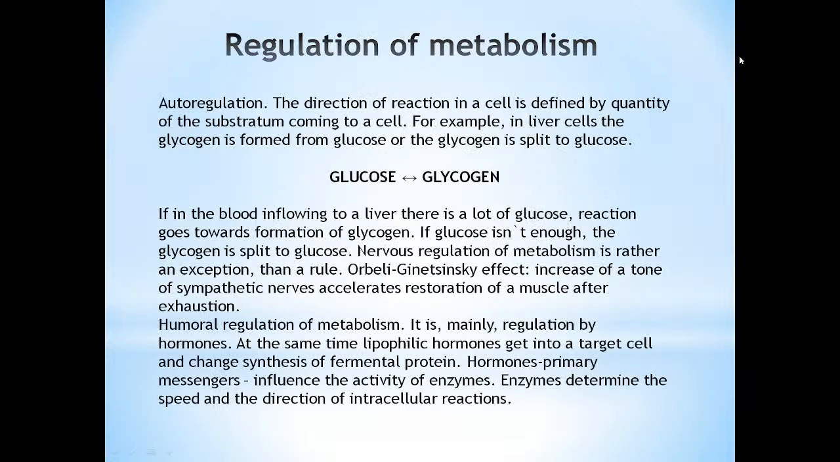Regulation of metabolism. Let's start from autoregulation. The direction of reaction in a cell is defined by the quantity of the substrate coming to a cell. For example, in liver cells, glycogen is formed from glucose, or glycogen is split to glucose. If in the blood inflowing to the liver there is a lot of glucose, the reaction goes toward formation of glycogen. If glucose isn't enough, the glycogen is split to glucose.